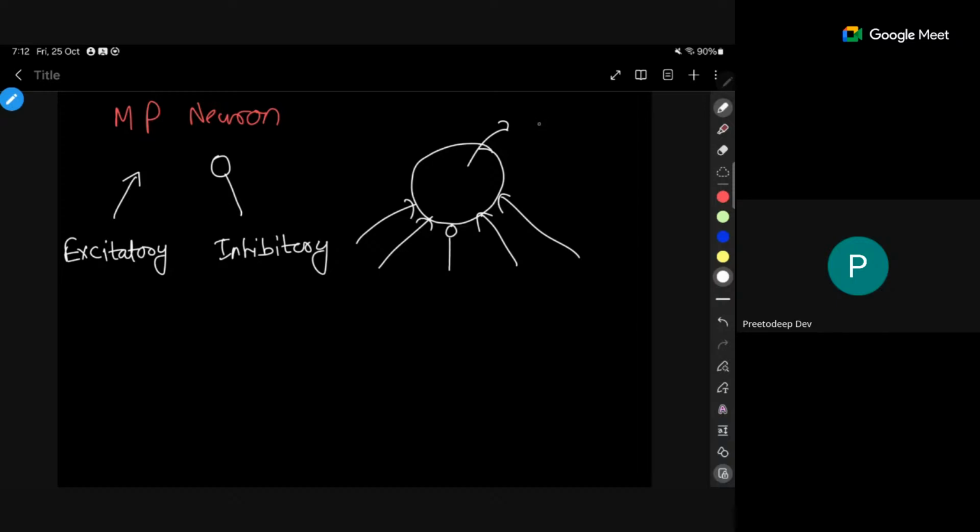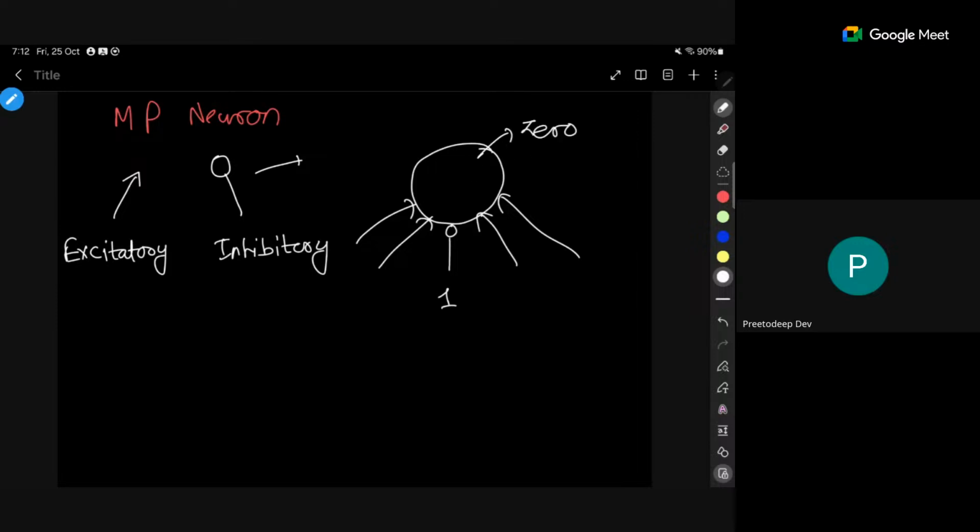Sorry, if any inhibitory input is on, the output will be 0, the opposite of that. Yes, that's what I meant.